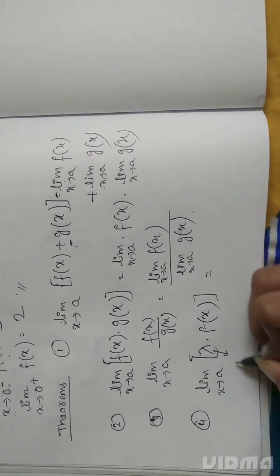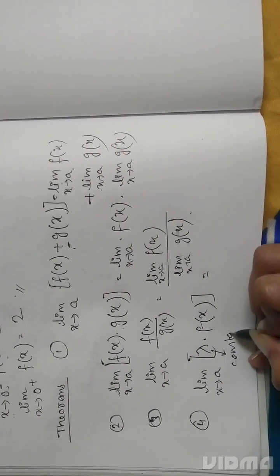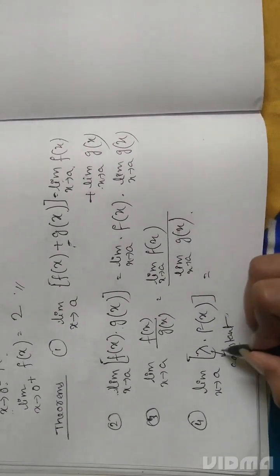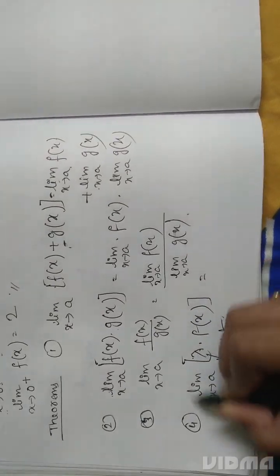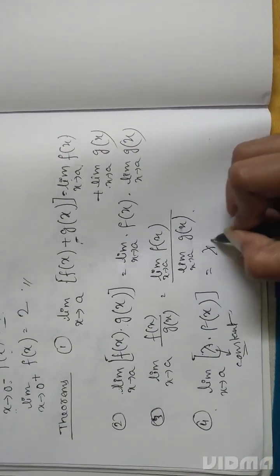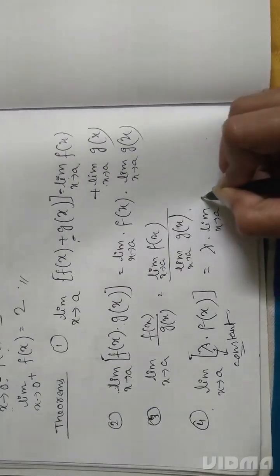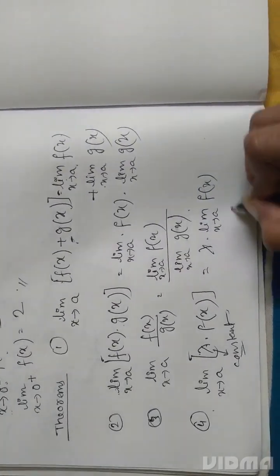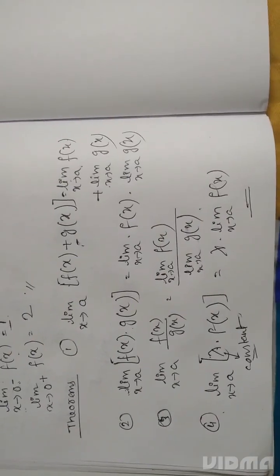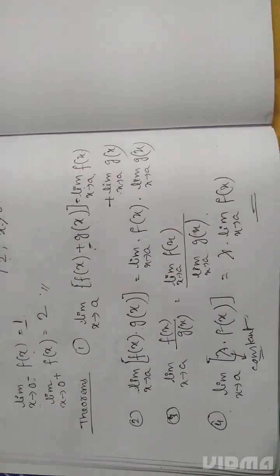Where lambda is constant. Now we will just simply take out this constant. It will be lambda into limit x tends to a, f of x. So these are the 5 theorems used in limits. Let us solve one example.